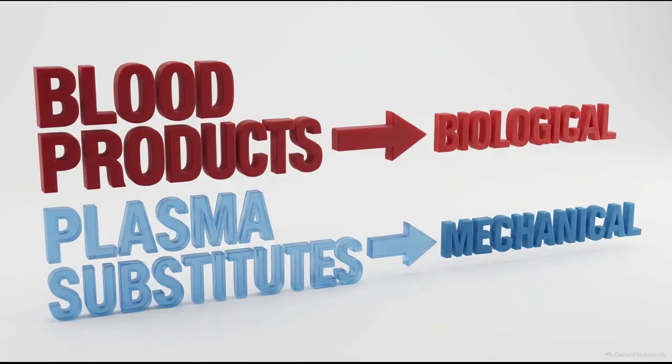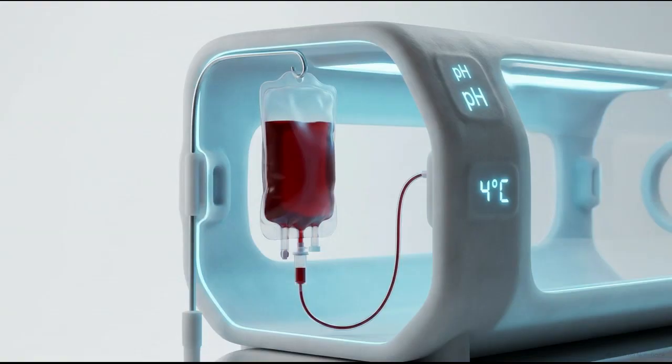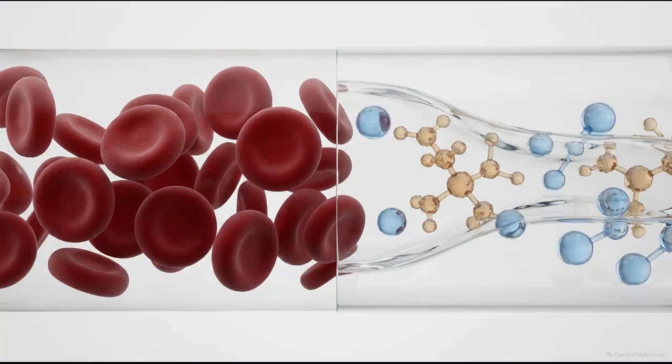This distinction forms the core rule of resuscitation fluid mechanics. Blood products replace what is missing, while plasma substitutes mainly replace the volume. To understand how to deploy these interventions, we will first examine the biochemistry required to keep human blood alive outside the body, and then dissect the physics driving synthetic volume expanders. Modern resuscitation requires a mastery of both biological tissue preservation and synthetic fluid dynamics.